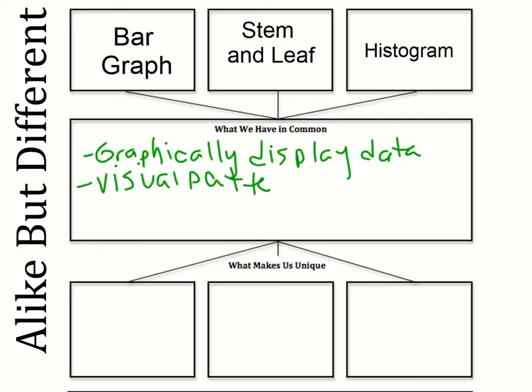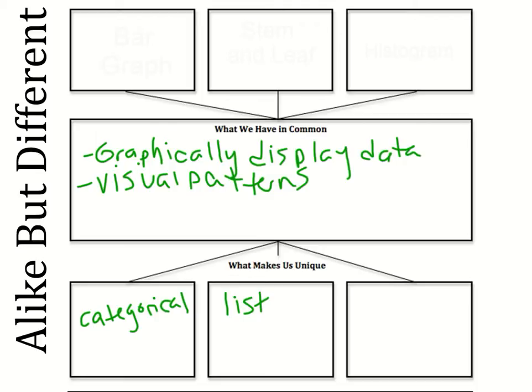But what makes them all unique? Well, a bar graph is comparing categorical data. A stem-and-leaf plot is just like a list, just another way to list the data. We can start to see some commonalities. A histogram measures the distribution of the data.